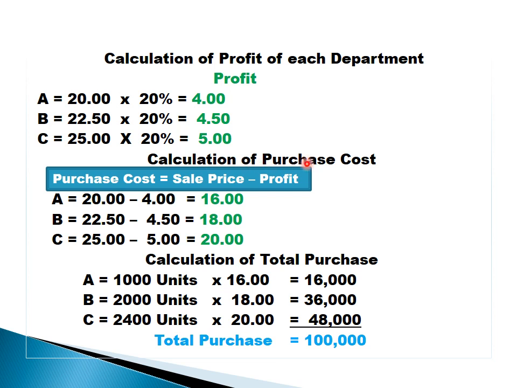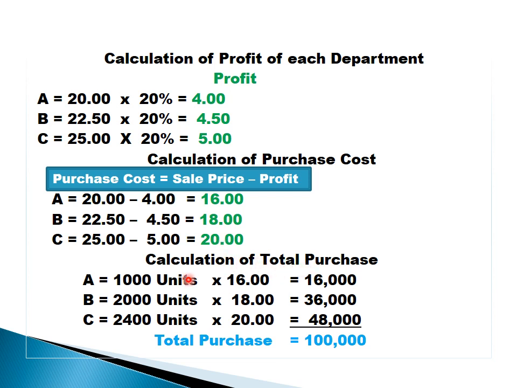Next, calculation of purchase cost. Purchase cost is equal to sale price minus profit. Sale price 20 minus profit calculated above, 4 rupee, gives 16 rupee. Sale price of B 22 rupee 50 paisa minus profit 4 rupee 50 paisa. You get purchase cost 18 rupee. Like that you get C 20 rupee.